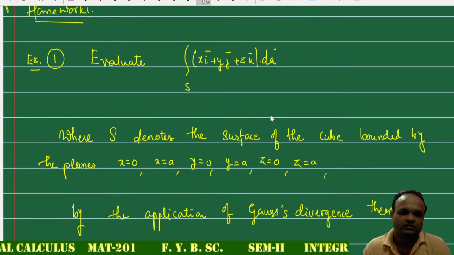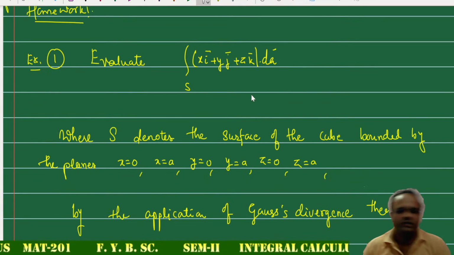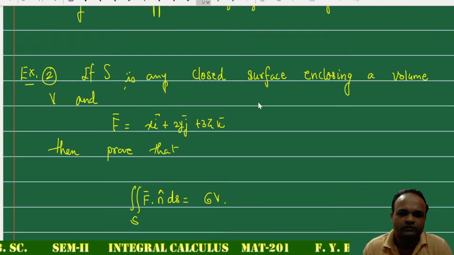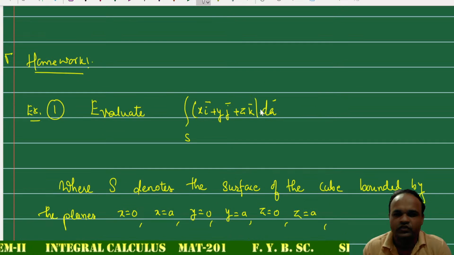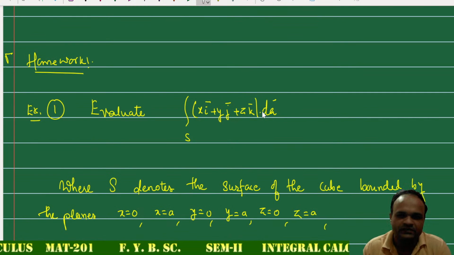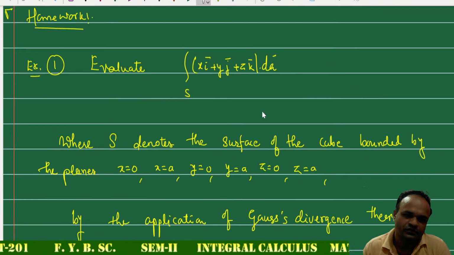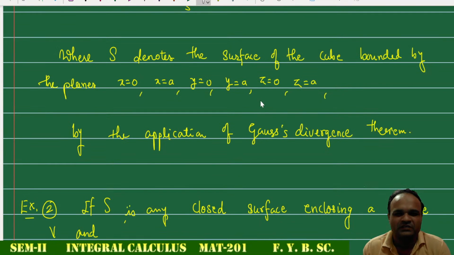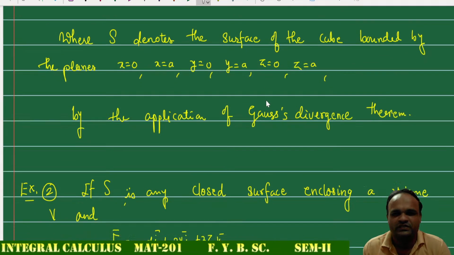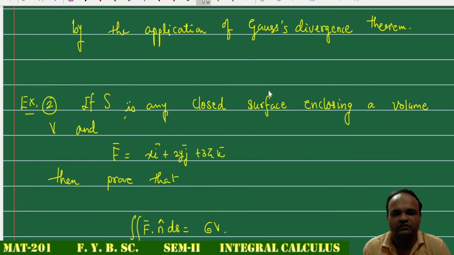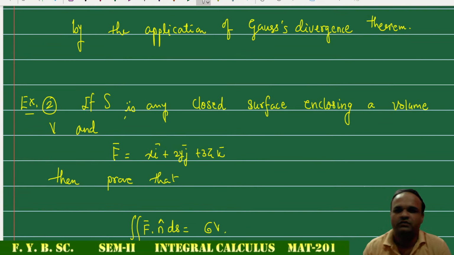I will give two examples as homework. I have already shared the PDF of these notes in the WhatsApp group as well as Google Classroom, so you can refer to these notes and solve these two examples as homework. So this is about the Gauss divergence theorem and examples on it. I will stop here.